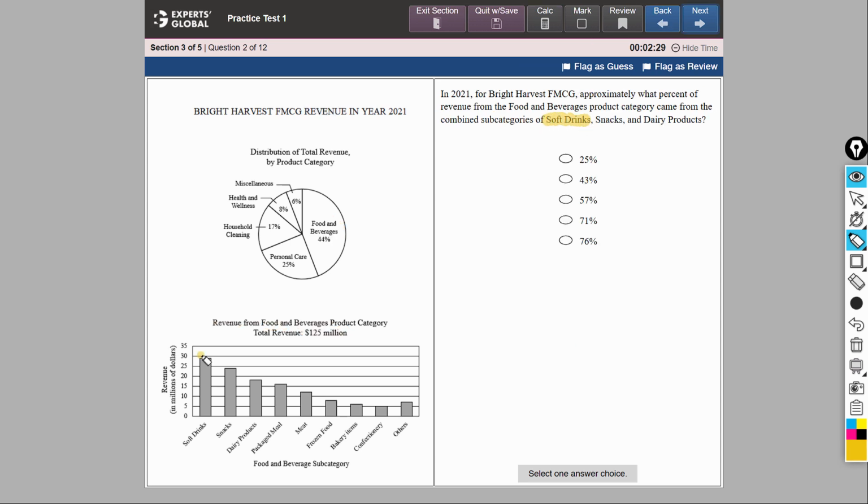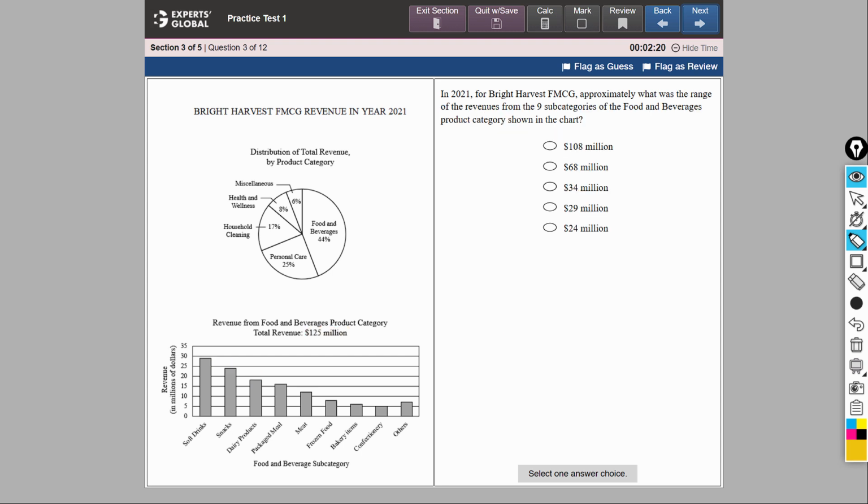Soft drinks, the revenue was roughly $29 million, snacks, roughly $24 million, and dairy products, roughly $18 million. The total revenue from the food and beverages product category is $125 million. Therefore, the required percentage is this sum out of 125, which is 71 out of 125, which is approximately 57%.